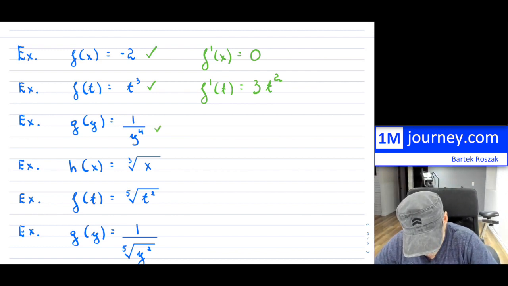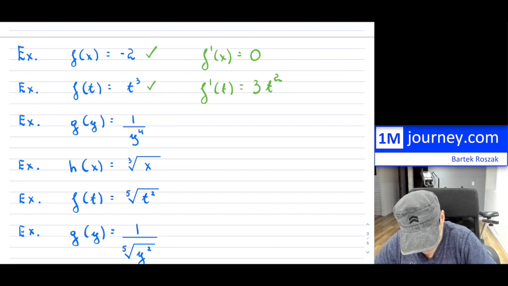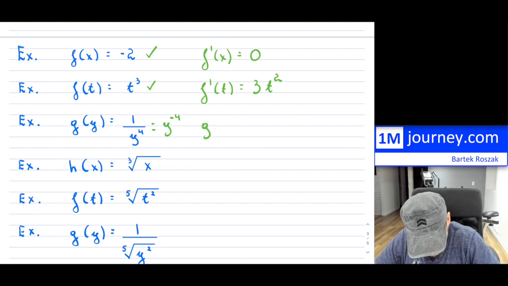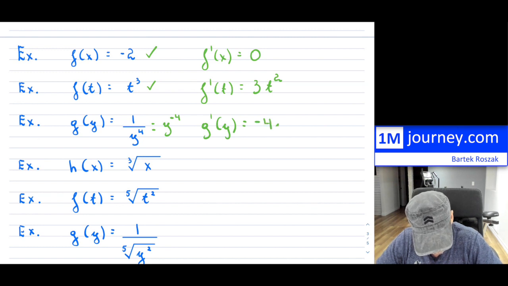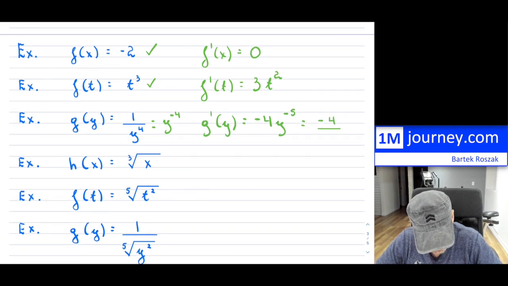Now, the third one. Notice that for this, what I like to do is bring this back up to the numerator, so to make it negative. So this is what happens with negative exponents, right? So that's how these functions look. So this one, which is g of y, the derivative would have been -4y, and then -4 minus 1 is -5.